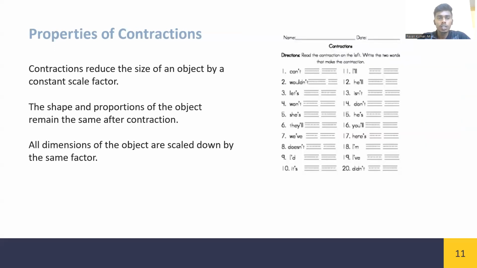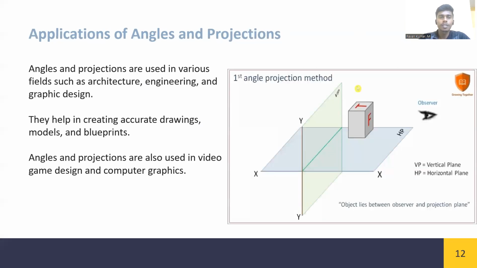Properties of contraction. Contraction reduces the size of an object by a constant scale factor. The shape and proportions of the object remain the same after the contraction. All dimensions of the object are scaled down by the same factor.